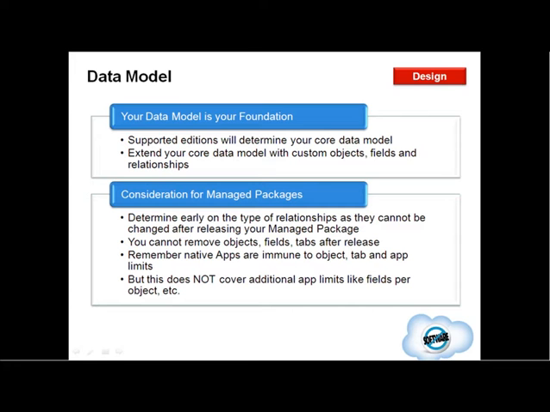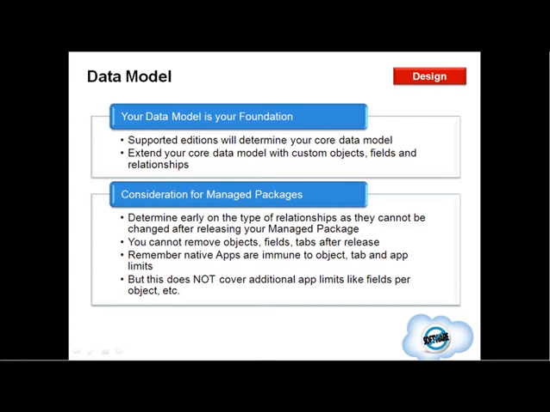Now, I think there are some important considerations that you should be mindful of when you're working with managed packages. You're going to want to determine early on the type of relationship that you're defining, because once you release your managed package, you cannot change that relationship. So if you're going to use a lookup or a master detail, you can't change it afterwards. Also, once you release, you cannot remove any objects or fields or tabs. Again, this is just so that we can seamlessly upgrade your customers, but it's important to make sure that your data model is defined the way you want it so that you don't have to worry about removing anything down the road.